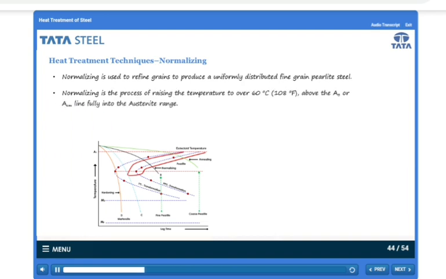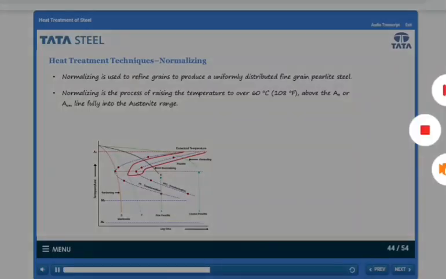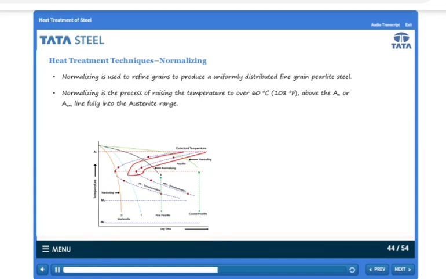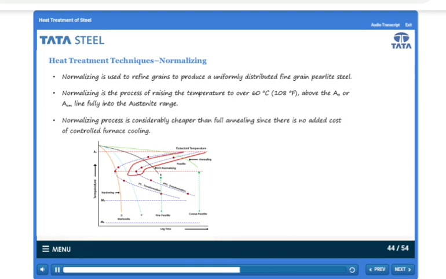Normalizing is the process of raising the temperature to over 60 degrees Celsius or 108 degrees Fahrenheit above the A3 or ACM line, fully into the austenite range. It is held at this temperature to fully convert the structure into austenite, and then it is removed from the furnace and cooled at room temperature under natural convection. This results in a grain structure of fine pearlite with excess of ferrite or cementite. This process is considerably cheaper than full annealing since there is no added cost of controlled furnace cooling.